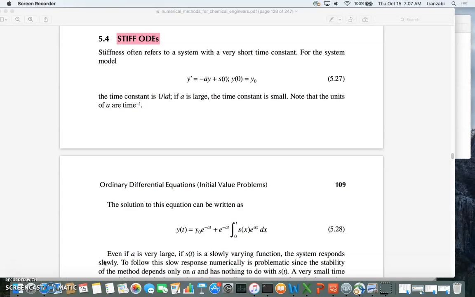For example, I have a differential equation like this: y prime is minus a, where a is a constant, times y, plus a function of time, s(t), with some initial condition. And I want to solve this. If you want to solve this analytically, then you integrate both sides, right? And if you look at only this piece, it is our toy problem we had before.